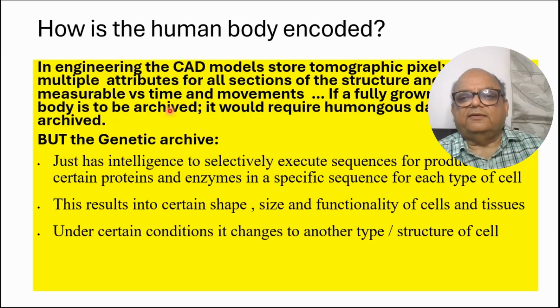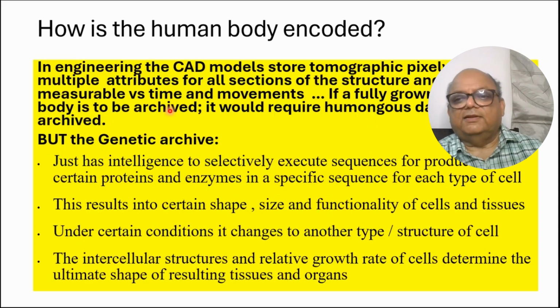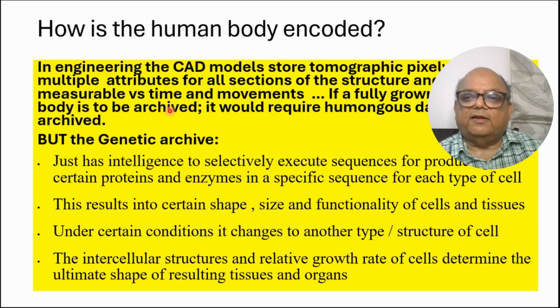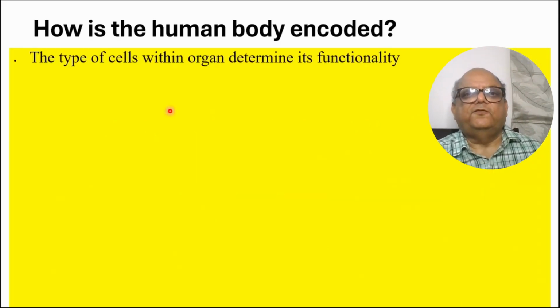The intercellular structures and relative growth rate of cells, the cytoskeleton, and the other fibrils which are produced by the cells and span across several cells one after another, probably those fibrils are responsible for making the shape of organs and tissues. So they determine the ultimate shape of how the tissues and organs should look. And then the type of cells, of course, within the organ will determine its functionality.